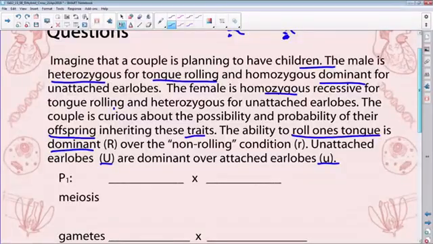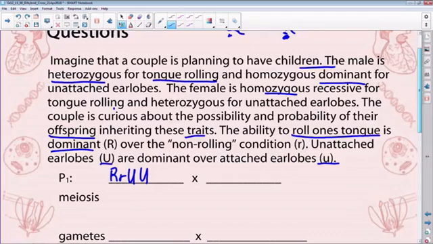Let's have a look at what we've got. Cool. So if we have a look at it, we have a homozygous dominant for unattached earlobes. The male is heterozygous for tongue rolling, which means he's capital R, small r, and homozygous dominant, which means he's got big U, big U.